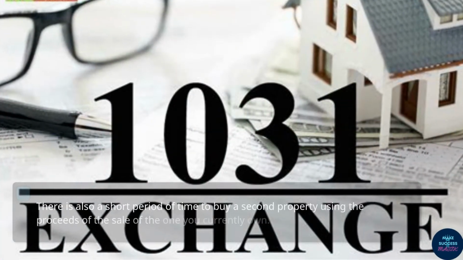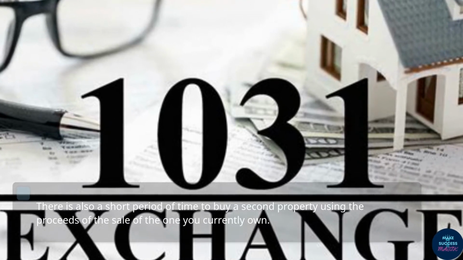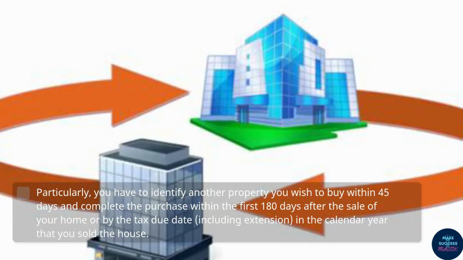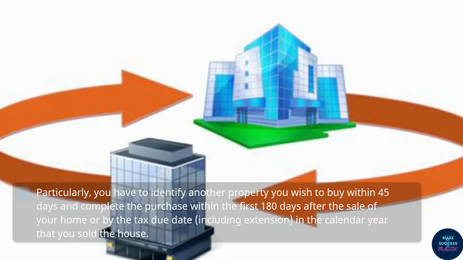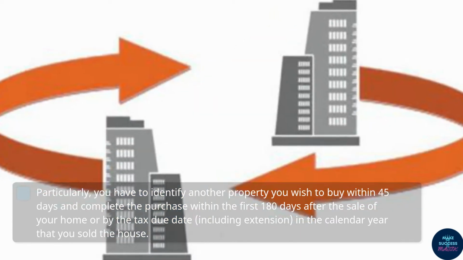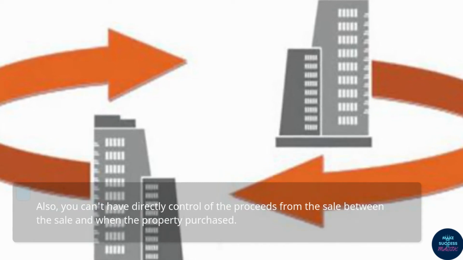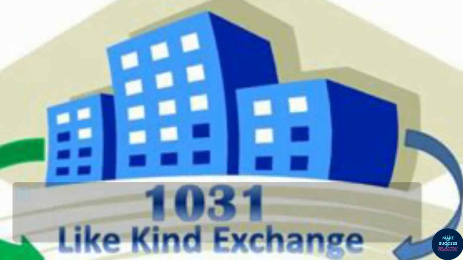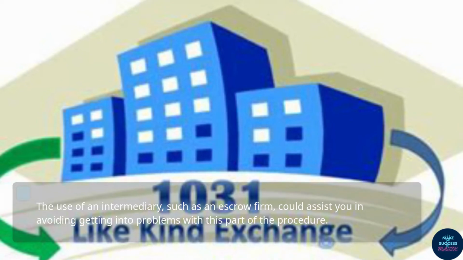There is also a short period of time to buy a second property using the proceeds of the sale of the one you currently own. Specifically, you have to identify another property you wish to buy within 45 days and complete the purchase within 180 days after the sale of your home, or by the tax due date, including extensions, in the calendar year that you sold the house. Also, you can't have direct control of the proceeds from the sale between the sale and the purchase of the new property. The use of an intermediary, such as an escrow firm, could assist you in avoiding problems with this part of the procedure.